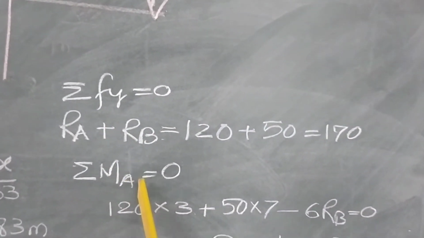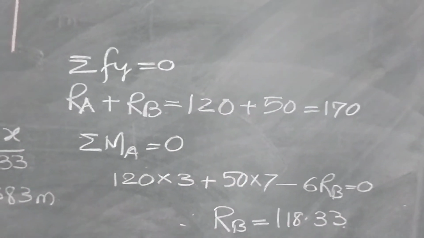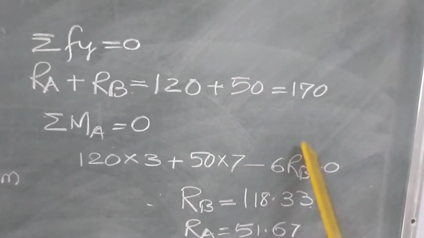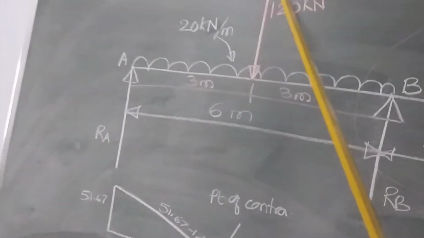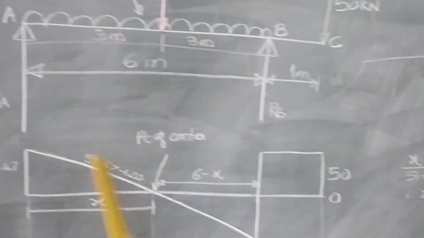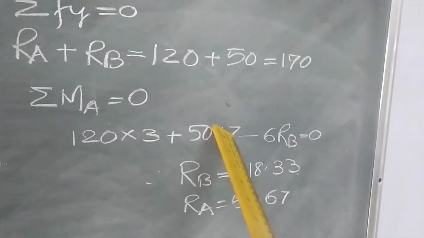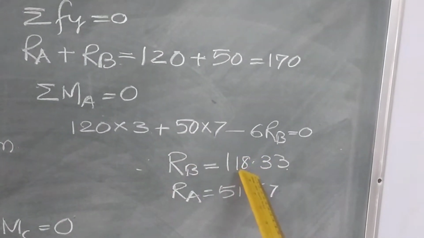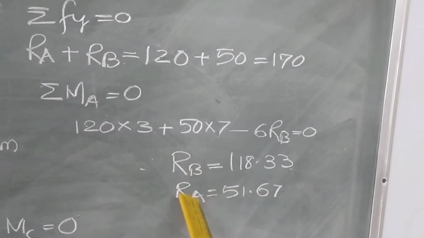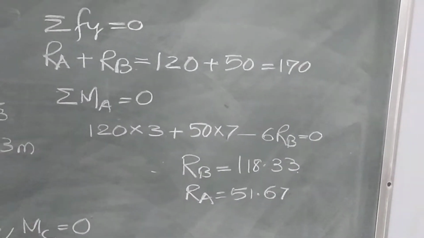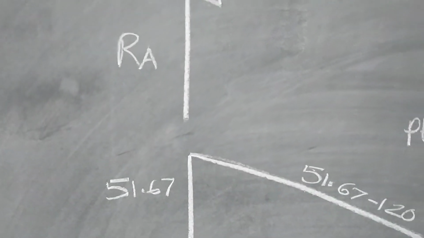Summation of moment about A gives 0. Taking moment about A, 120 into 3 plus 50 into 7 minus 6 into RB. See here, 120 into 3 positive, 6 into RB negative, 50 into 7. This is only the moments. Therefore, RB is equal to 118.33 and RA, using this equation, RA is 51.67 kilonewton.